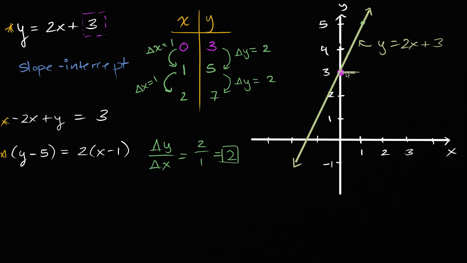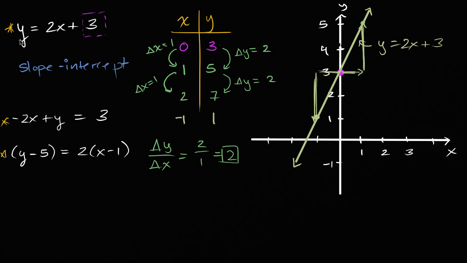When our change in x is 1, our change in y is 2. If our change in x was negative 1, our change in y is negative 2. If from 0 we went to negative 1, then what's our y going to be? 2 times negative 1 is negative 2 plus 3 is 1. So we see that the point negative 1, 1 is on the line as well. So the slope, change in y over change in x between any 2 points on this line, is always going to be 2.